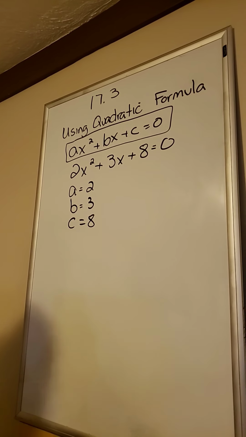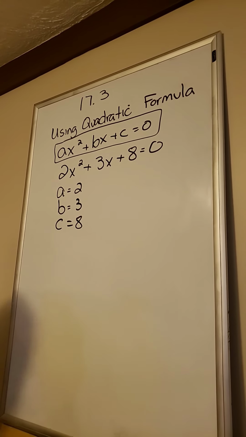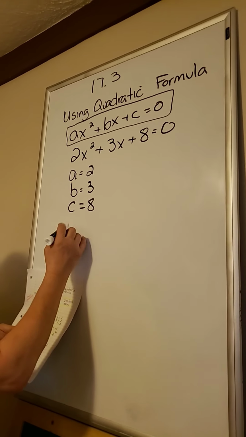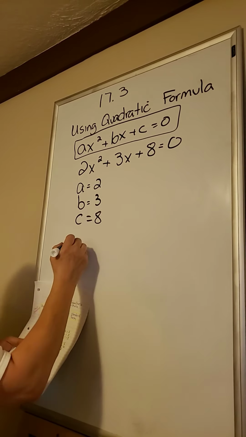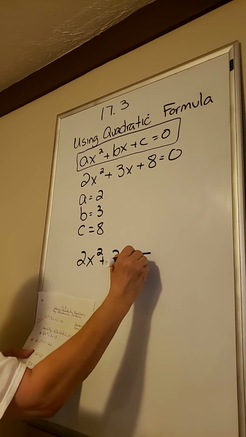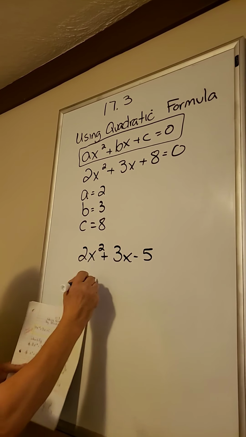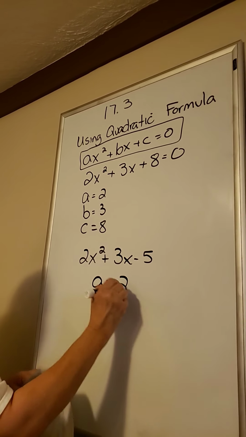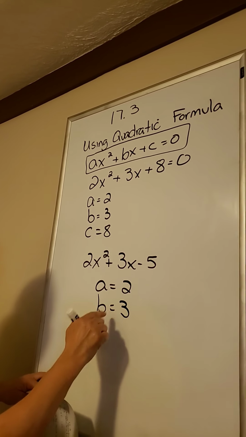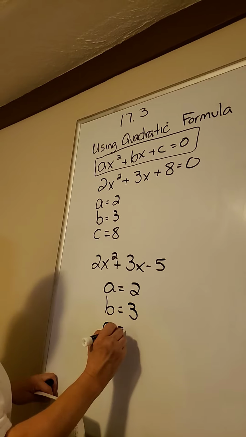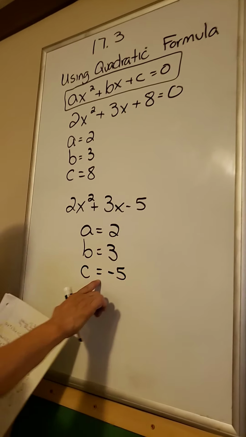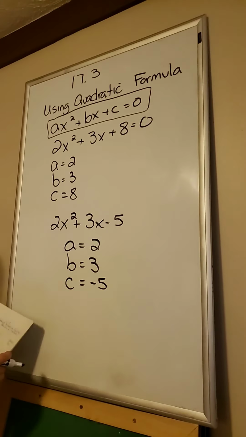So when you look at your paper, the first couple of problems say identify your A, B, C. In the first one, you have something very similar to this. It's 2x squared plus 3x minus 5. And you have to be sure that when you're identifying these, you have the proper sign. So in this case, it's a positive 2 for A, B is a positive 3, and C is a negative 5. So you have to be sure you are identifying the sign as well.